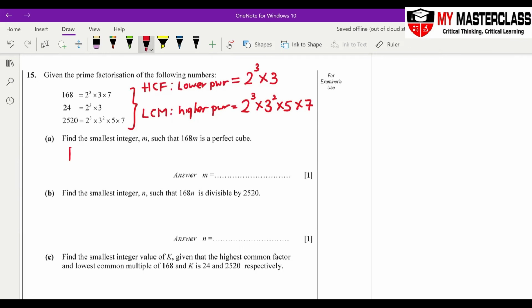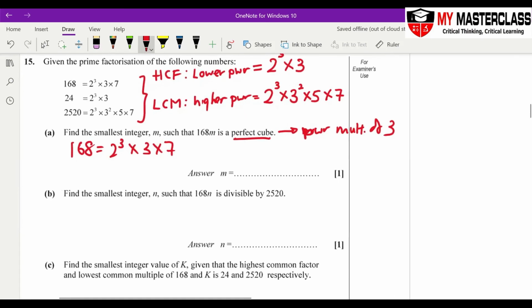Now, if I want to have 168M as a perfect cube, 168 is equal to 2 power 3 times 3 times 7. To be a perfect cube, all the powers must be multiples of 3. Okay, so in this case, 2 is already power of 3, so I don't need to do anything to 2. My 3 is now 3 power 1. I want it to become 3 power 3. So M must have 3 power 2. So that when they multiply like that, it becomes 3 power 3.